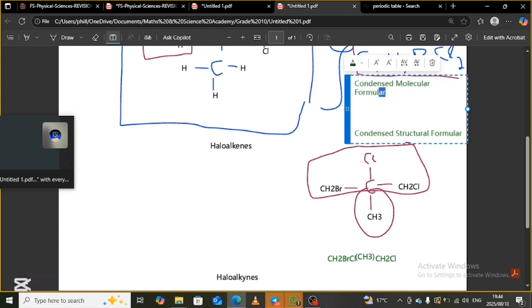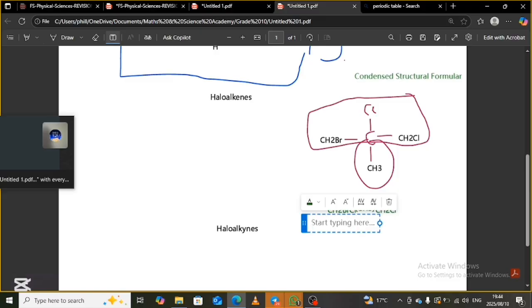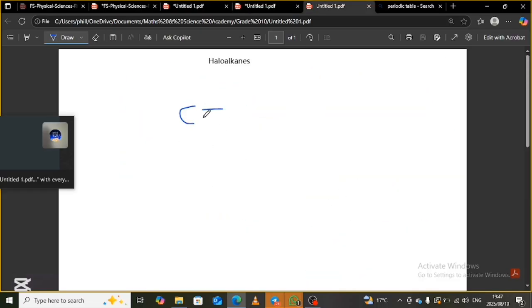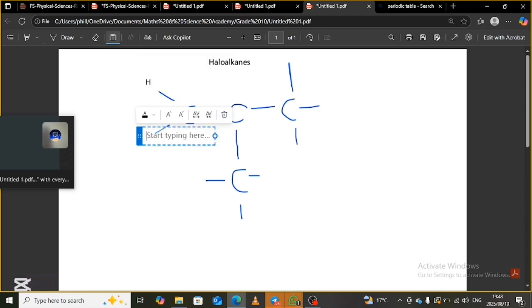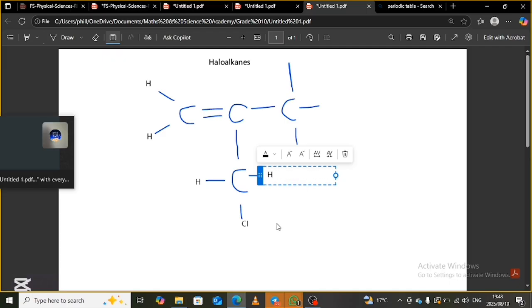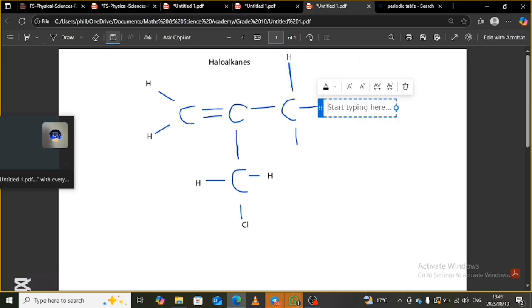So most of the time, don't forget to write the branch inside the brackets to show that this is our branch. Now, let's take a look at haloalkenes. As you can see from the structure, alkenes have a double bond. Whenever we're looking at haloalkenes, make sure that haloalkenes always have a double bond, because they consist of a halogen. It's an alkene that consists of a halogen. In this case, this organic compound is a haloalkene because it consists of a halogen, chlorine.